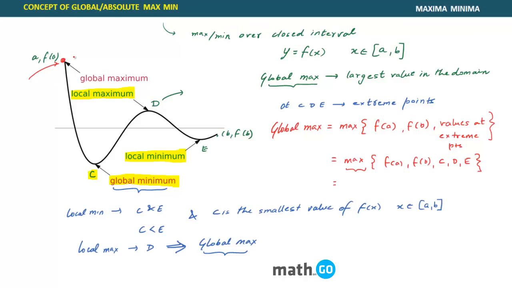So this point is actually the global maximum. The answer will be f(a). And similarly, if I talk about the global minimum, this will be replaced by the minimum of f(a), f(b) and the values at the extreme points. And if you see now, you will actually check five values here: two of the boundary points and three of the extreme points. Out of these, the maximum value will be the global maximum and the minimum value out of these five will be the global minimum.